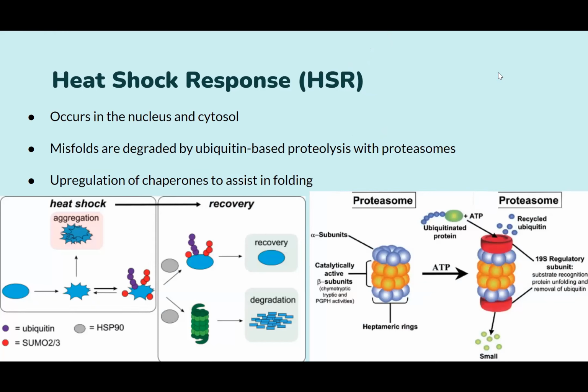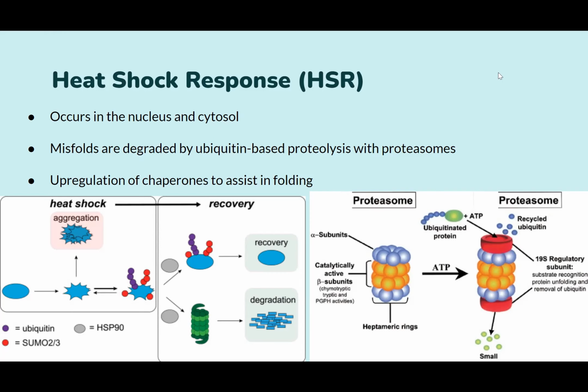Sometimes the amount of unfolded proteins is simply too high. And when this occurs, the cell goes into heat shock response, at least in the nucleus and the cytosol, right? And so what it does is some misfolds are targeted by ubiquitin-based proteolysis. So if you don't know what this is, it's when a protein is targeted with a ubiquitin tag. Ubiquitin is its own protein. So that gets tagged onto whatever protein the cell wants to destroy. And then the ubiquitin acts as a marker for these proteasomes in the cell.